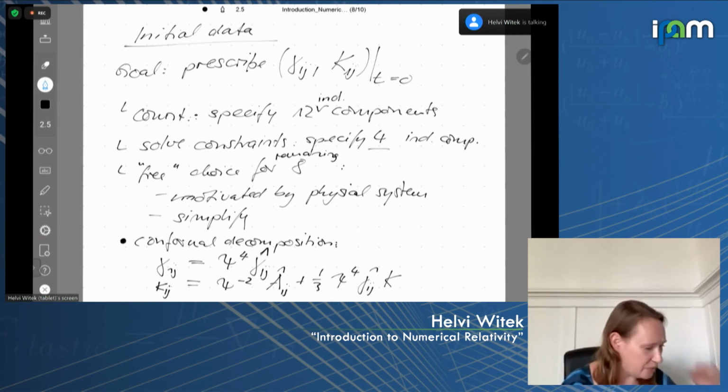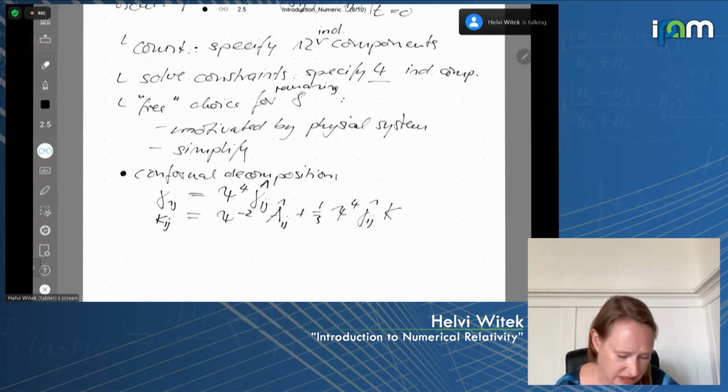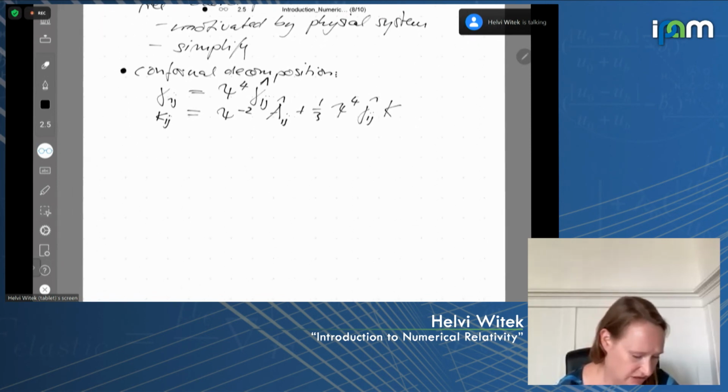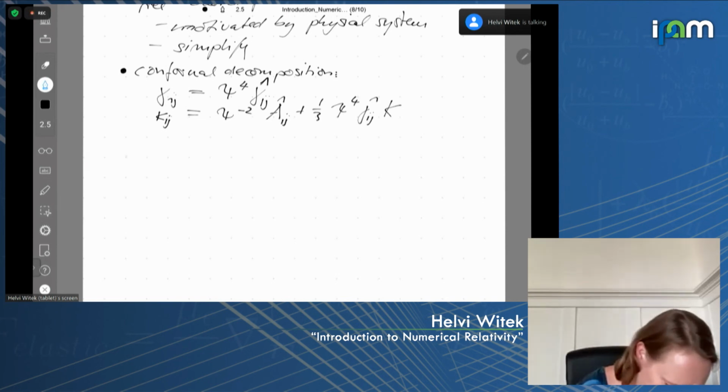Now let's have one look for one example. Let's just look at a single non-rotating black hole and see how we would get the initial data for that. I don't believe we really have the time to talk about the binary initial data, but let's talk about the single black holes. So, just an example.